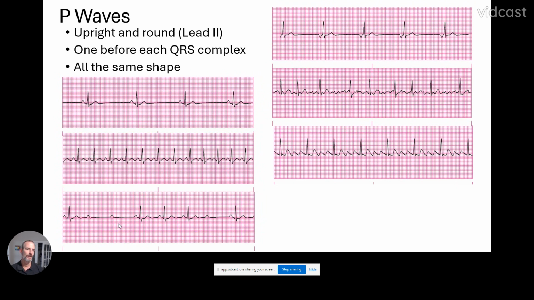And this indicates that the atria is beating 4 times. In this case, it's beating 4 times for every one ventricular electrical rhythm that's being generated.